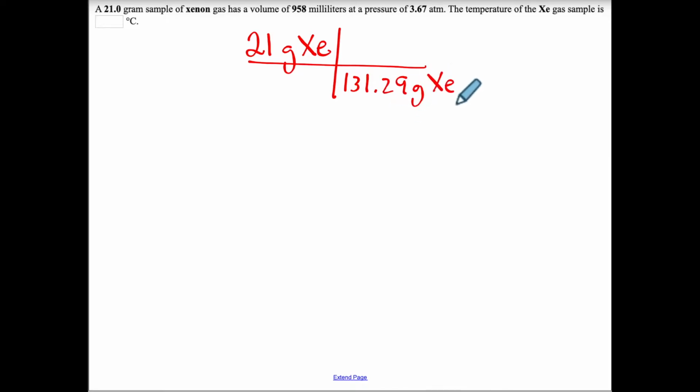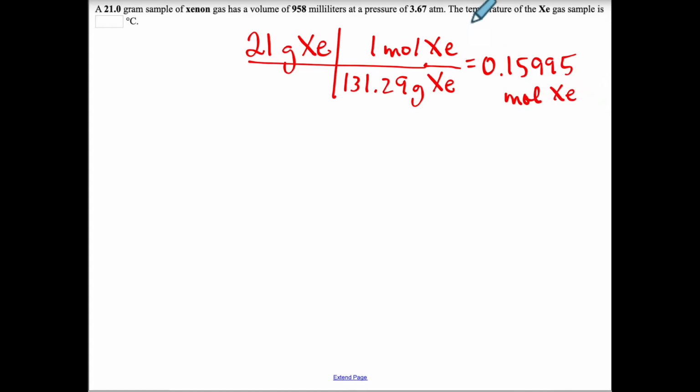All right, this problem starts out by telling us that we have a 21 gram sample of xenon. Grams of xenon isn't anything that can go into one of our laws, so we're going to change this to moles. So we look on the periodic table and we see that 131.29 grams of xenon is its molar mass, so that's equal to 1 mole of xenon. And what that tells us is that 0.15995 moles of xenon is our sample size.